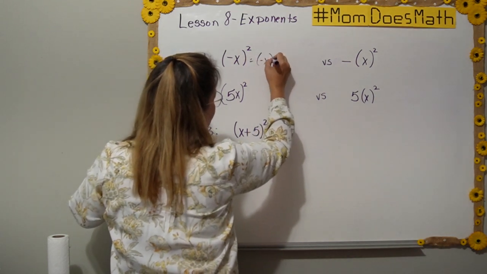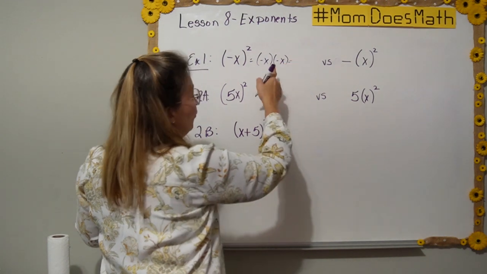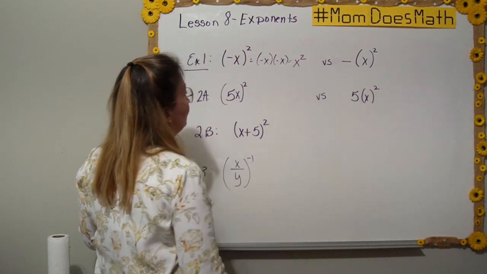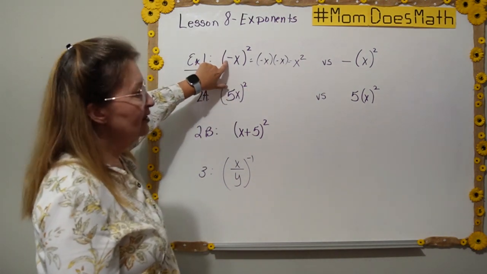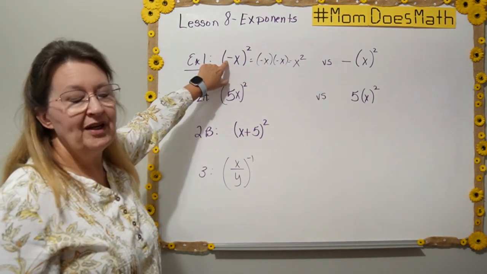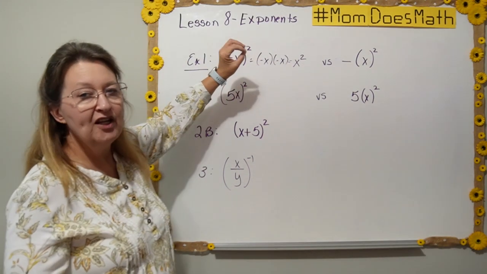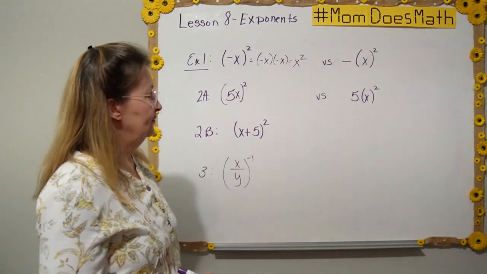So what this actually means is negative x times negative x. So what's a negative times a negative? It's a positive x squared. And you can conclude from this, if your negative sign is inside the parentheses and your exponent is an even number, it always changes it to a positive, okay?